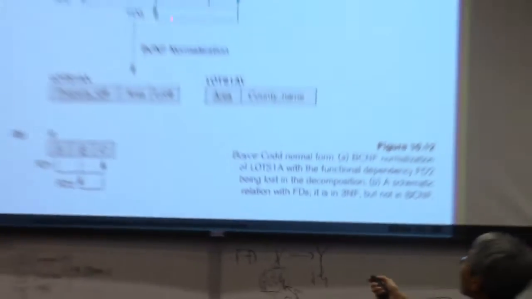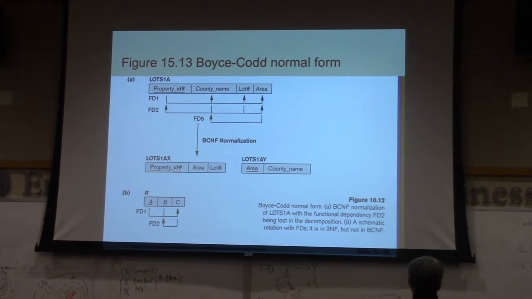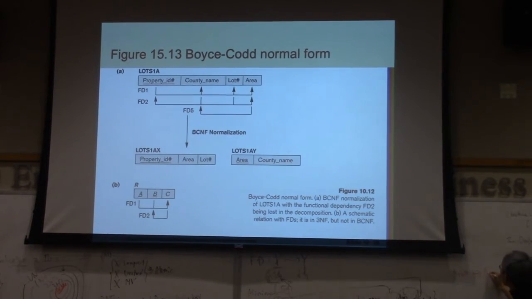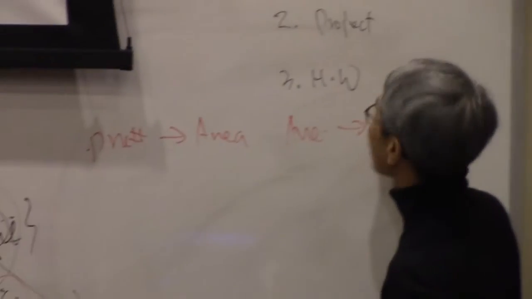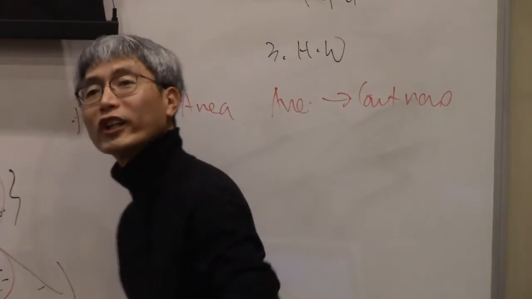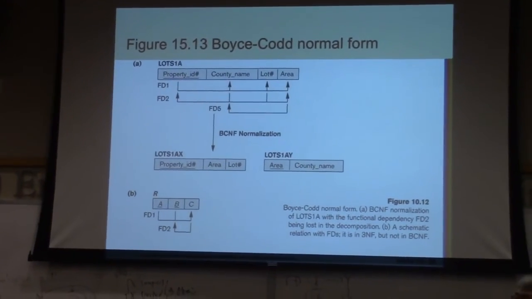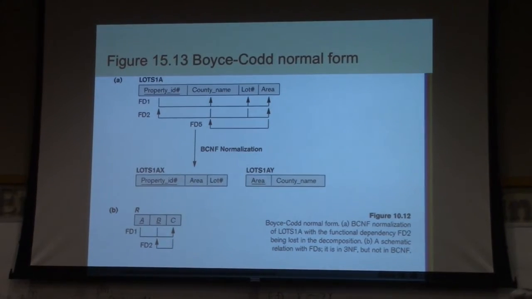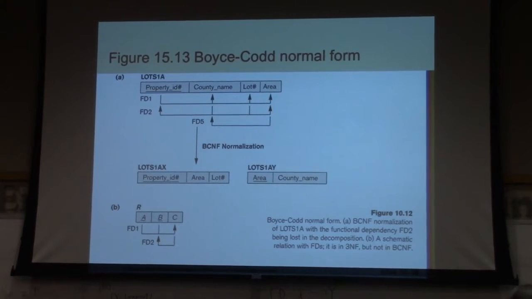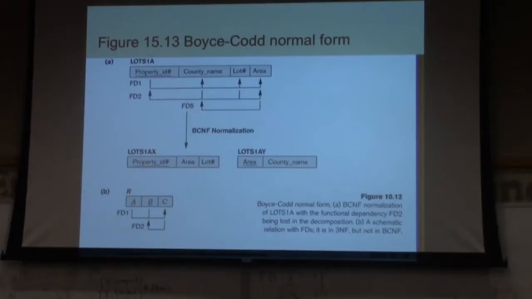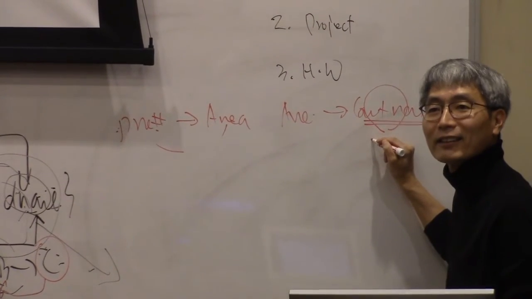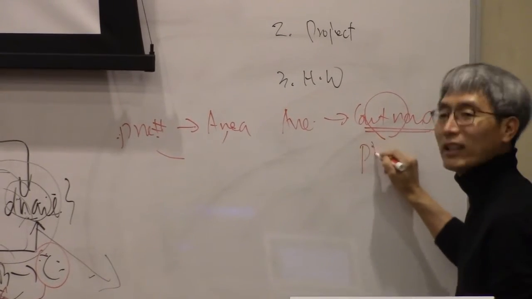However, if you take a look at this one, country name is determined by area. For example, property ID determines area, and area determines the country name. That makes sense. Area means the New England area, and the country name is the USA, like that. If you know the area, you can define the country name. In this case, this one is determined by this and determined by this. Looks like a transitive. However, country name is not a non-prime attribute. This is already a prime attribute.